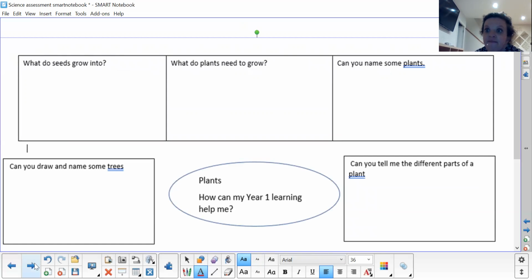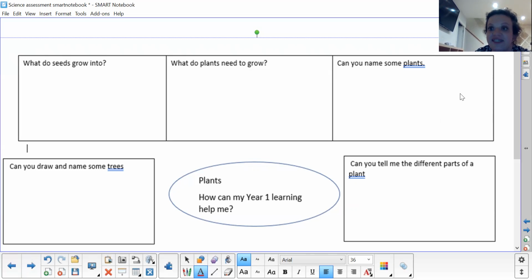Okay, now moving on to our new project, which is all about plants. But we're going to use some of our year 1 learning to help us to understand about plants and what to do. So I'm going to read these questions to you. You're going to write down your answers, and then you can send them to us at year2@thepalmeracademy.com. This is all about what you can remember from when you last learned about plants in year 1. So what your teachers taught you then and what you've remembered.